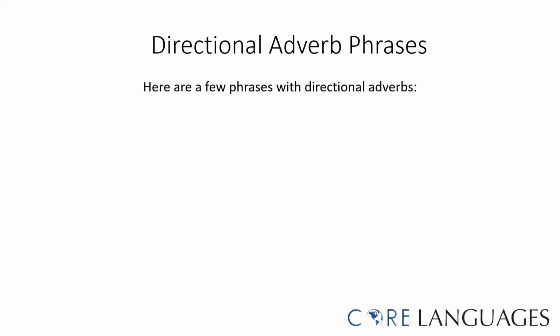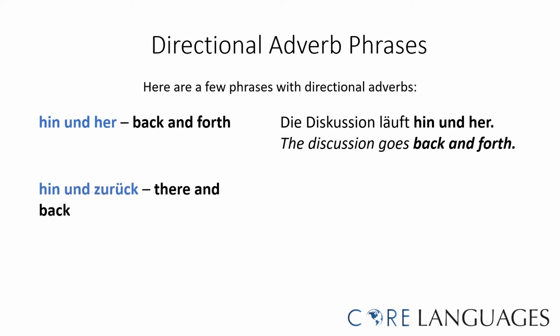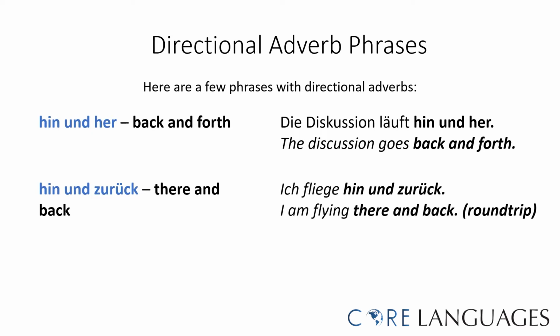Directional adverbs can also be used in phrases. For example, hin und her, which means back and forth. Die Diskussion läuft hin und her. The discussion goes back and forth. Hin und zurück, which literally means there and back, but it is also used to express round trip. For example, ich fliege hin und zurück. I am flying there and back, or I'm flying round trip.